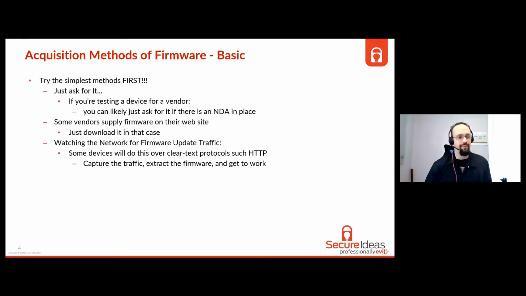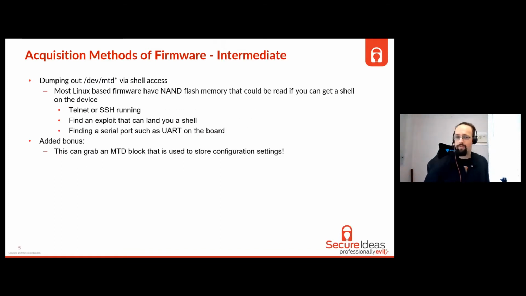Another option as well is sometimes some of these devices have automatic updates, and they will actually just request the firmware from their servers over a clear text protocol such as HTTP. And at that point, just capture the network traffic with Wireshark, and you can extract it. And at that point, you'd have the bin file. So these are the basic methods. Now we'll go on to more intermediate methods.